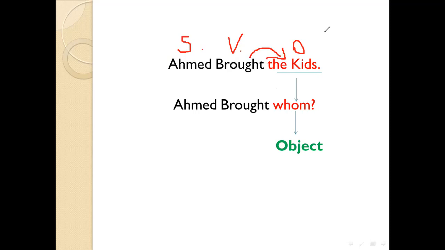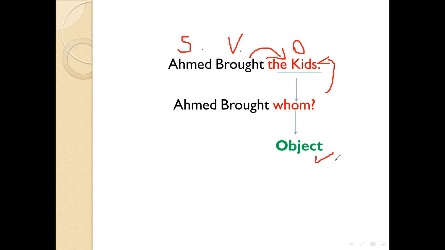So we said that the rule says that whom stands instead of the object. Then I would say it like this: Ahmed brought whom? I'm asking about what he brought. Then I will say Ahmed brought the kids. What would the answer be? It would be the kids. So Ahmed brought whom? The kids. This is the answer. So whom always stands instead of the object.